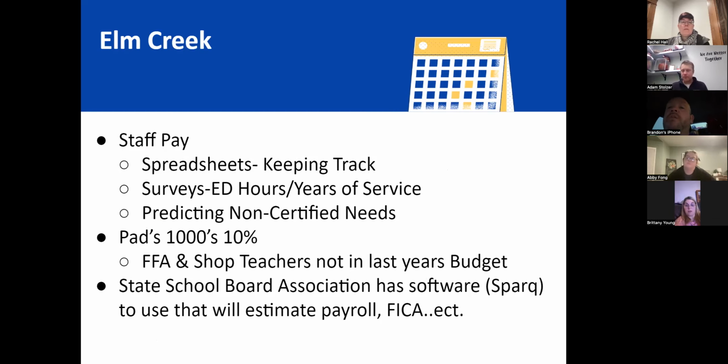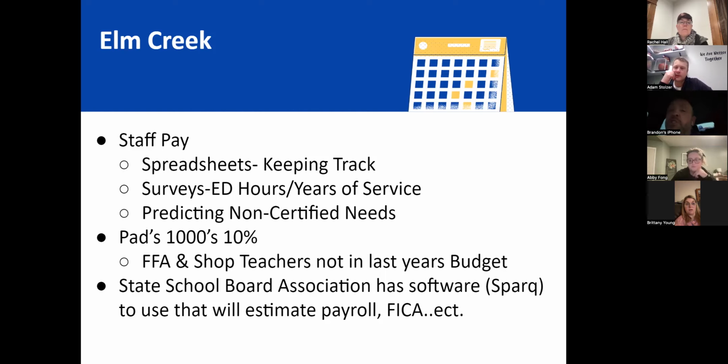For Elm Creek, we use the same spreadsheets. We have different spreadsheets for classified, administration, and for our teaching staff. We do not give insurance to paras, but our office people get it, and then the head kitchen lady gets it. So really, the spreadsheets help us keep track of where people are at on the pay scale. It's good to have the staff one different because you have the steps in there as well for education.